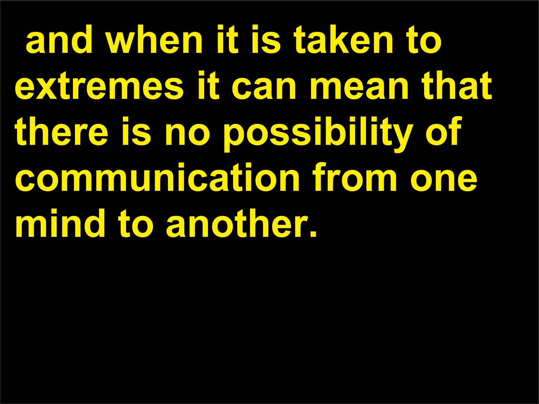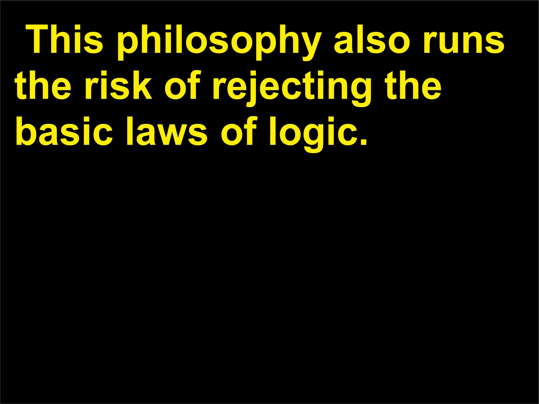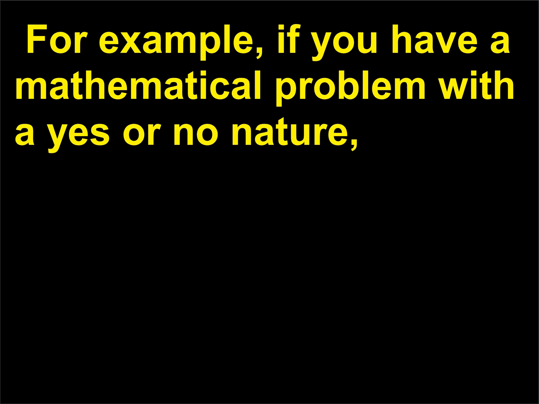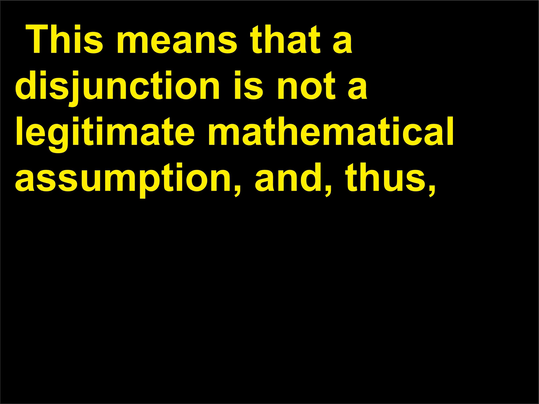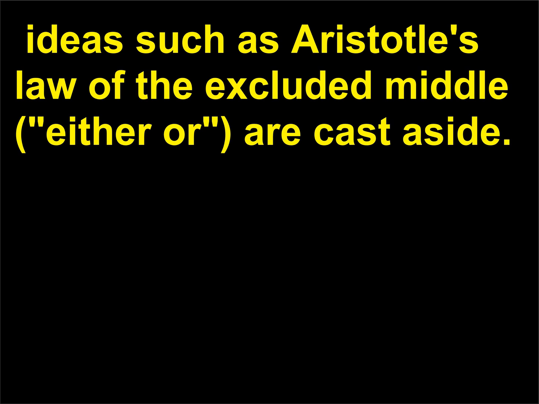This philosophy also runs the risk of rejecting the basic laws of logic. For example, if you have a mathematical problem with a yes or no nature, and the answer is unknown, then neither yes nor no is in the mind of the mathematician. This means that a disjunction is not a legitimate mathematical assumption, and, thus, ideas such as Aristotle's law of the excluded middle, either or, are cast aside. Not many modern mathematicians want to throw out centuries of logic.